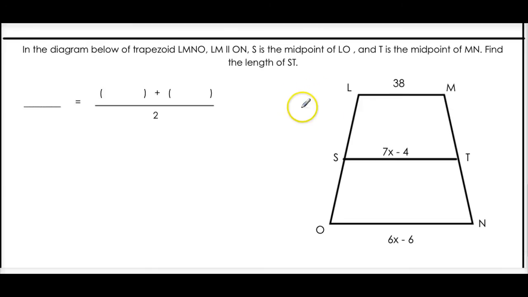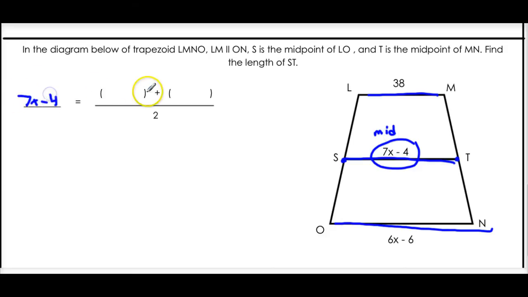All right, finally, this one's a little tougher. In the diagram below of trapezoid LMNO, S is the midpoint of LO, and T is the midpoint of MN, so ST is our midsegment. Find the length of ST. Well, what we need to do here is set up our equation properly. The first thing we're going to do is, once again, just plug in everything we know. We know this is our midsegment, right? Because that's the middle, so that will go over here, 7x minus 4. Our base 1 is 38, and our base 2 is 6x minus 6.